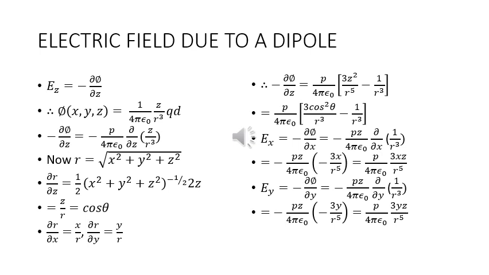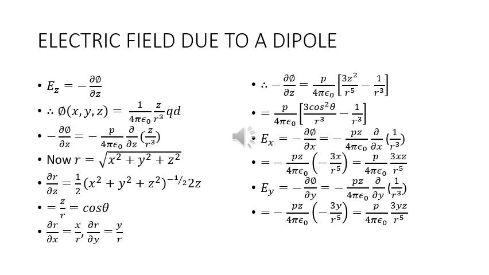Z upon r is cos theta. Delta r by delta x is x upon r, delta r by delta y is y upon r, and delta r by delta z is z upon r, which is cos theta. So minus del phi by del z gives us p upon 4 pi epsilon naught 3z square upon r to the power 5 minus 1 upon r cubed on differentiation. We make a substitution for cos theta for z upon r. So we get p upon 4 pi epsilon naught 3 cos square theta by r cubed minus 1 upon r cubed.